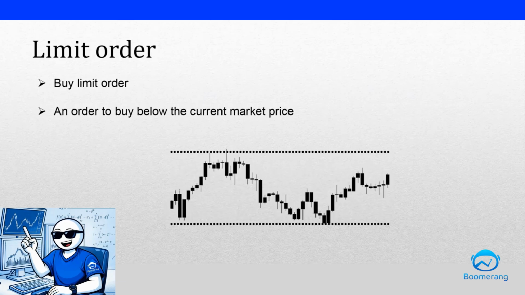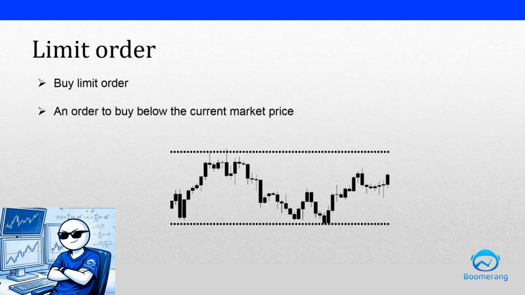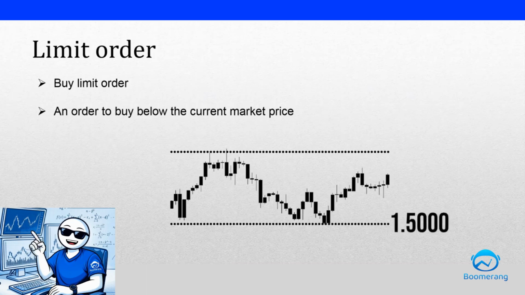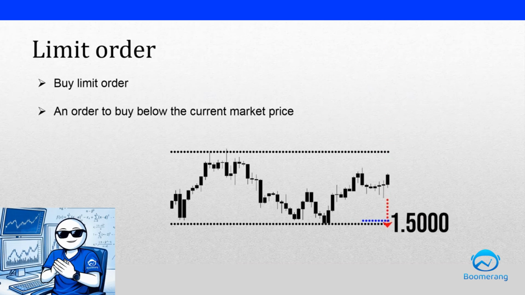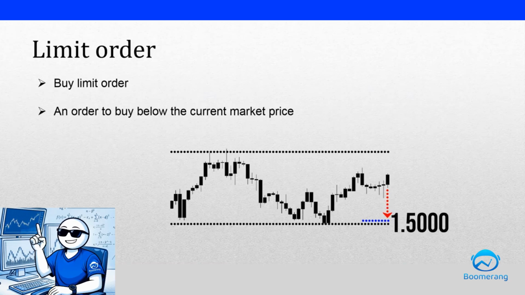And you think to yourself, man, price right now is in the middle. I want to be a cheapskate. I want to buy at the best price. And it seems like the best price is near these lows over here. Let's say this is Euro USD and these lows are around 1.5. What you can do is place a buy limit order at 1.5000, such that if the market comes down to this level, you will get filled on the buy trade. But of course, if the market doesn't come down, you won't get filled. That is the pros and cons of using a buy limit order.